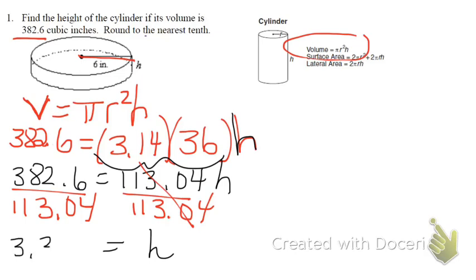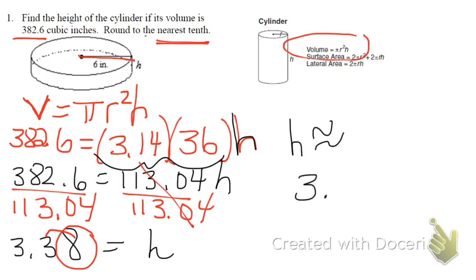3.384, but now I got to double check the directions. The directions say round to the nearest tenth, which means I'm now going to look at this 8. Since it's 5 or higher, I'm going to round this 3 up to a 4. So to answer their question, the height is approximately 3.4. And its height, which is just one dimension, so my units are just inches, 3.4 inches. So I would suggest you hit pause right now and do number 1 of your worksheet, which is going to be just like this.